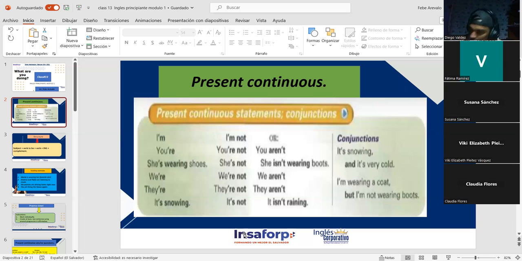So let's go to the second column. Claudia Flores, please. I'm not wearing boots. You're not wearing boots. Sería también you aren't wearing boots. She's not wearing boots. She isn't wearing boots. We're not wearing boots. We aren't wearing boots. They're not wearing boots. They aren't wearing boots. It's not raining. It isn't raining. Very good. Excellent, Miss Flores.